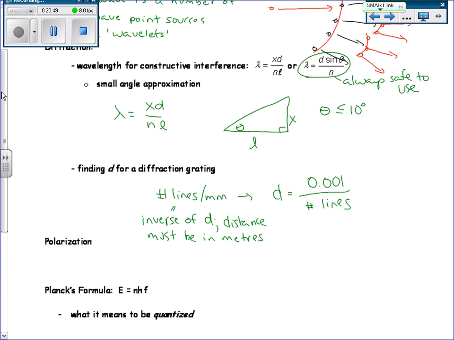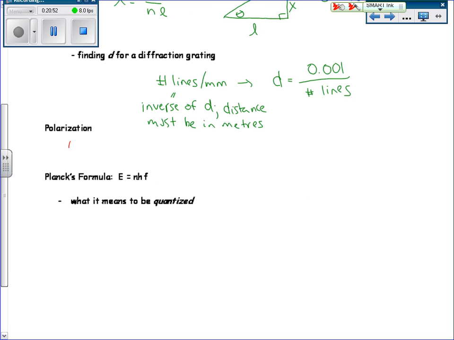And then also just know what polarization is, and how to tell if something is polarized.